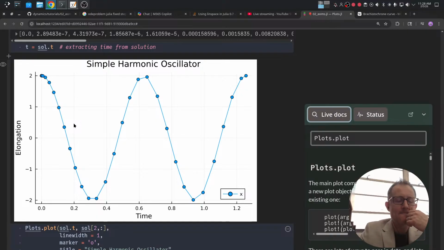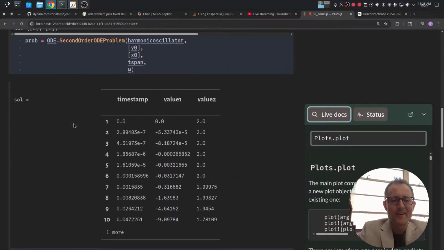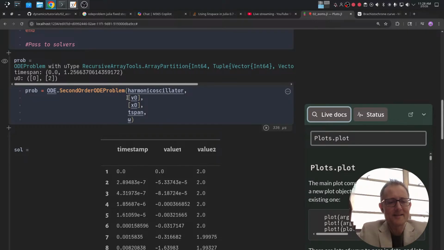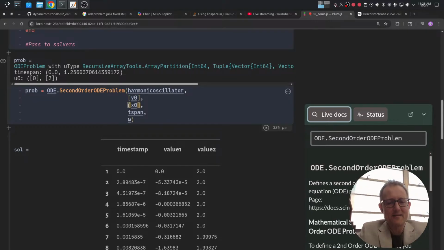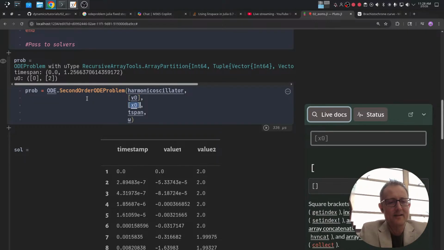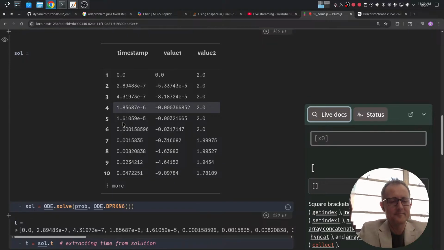Oh, it's flipping. Oh my god. Okay. Value 2 is the initial position. Value 1 is initial velocity. Weird, because I'm saying v and then x in here for this second order problem. Yeah, it's just flipping, it's changing the order of everything. All right.